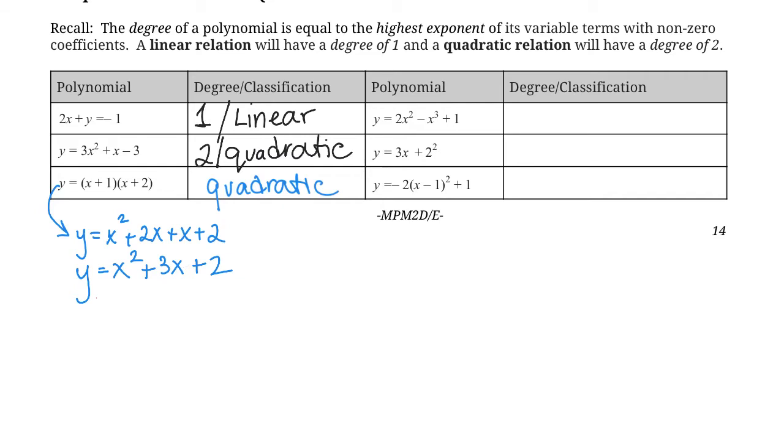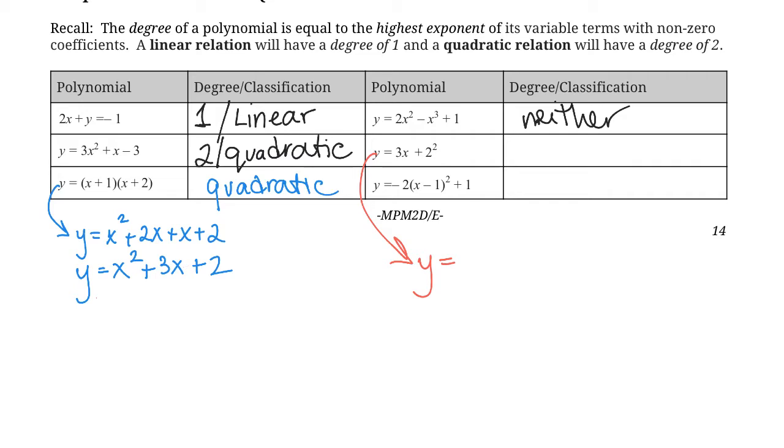If we move on over to the second column and we take a look at our equation here, the highest degree that I see is a 3. So we've gone above a degree of 2, so that means this is actually going to be neither linear or quadratic.